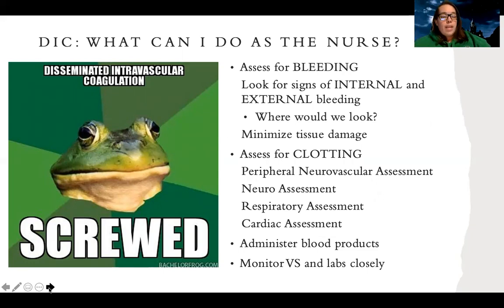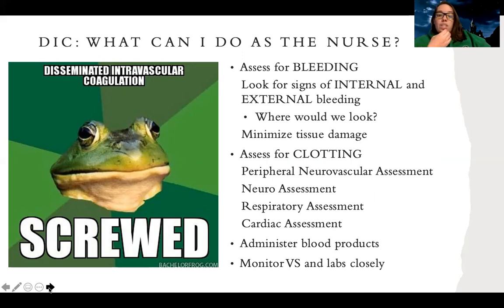And then for internal bleeding, I'm going to check their vital signs. I'm going to look for signs of obvious bleeding internally, things like the formation of hematomas. And then also be checking and looking at perfusion or signs that they're losing a lot of blood. I want to minimize tissue damage. I'm going to try to avoid trauma as a whole.